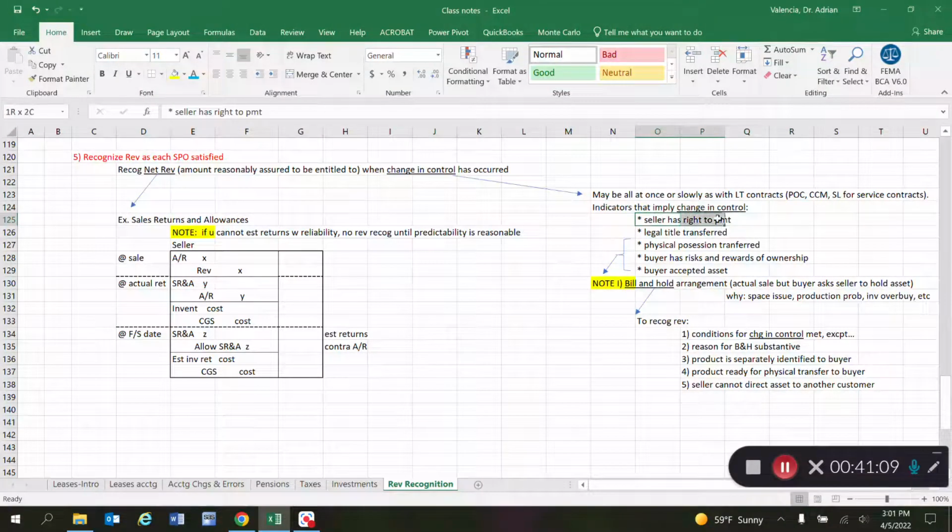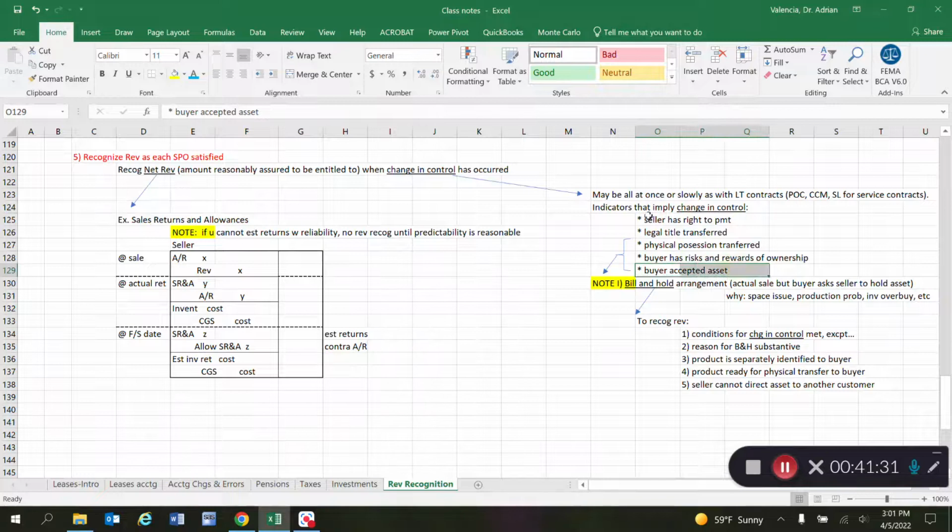The seller has the right to payment. So once I hand this asset to a buyer, I have the right to receive payment. Legal title has transferred to the buyer. Physical possession has transferred to the buyer. The buyer now has the risks and rewards of ownership of that asset. And the buyer has accepted that asset.